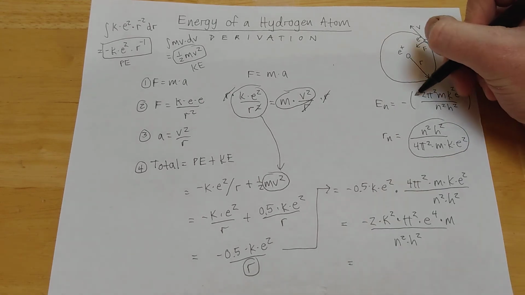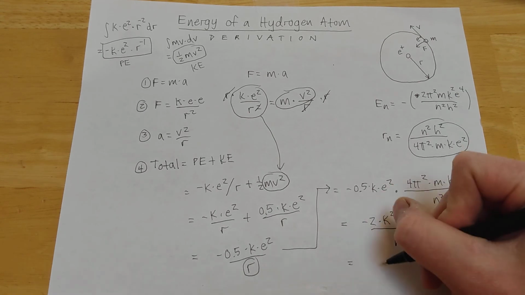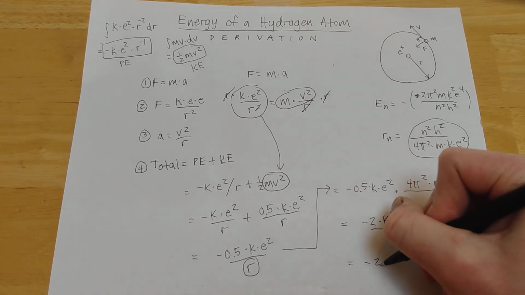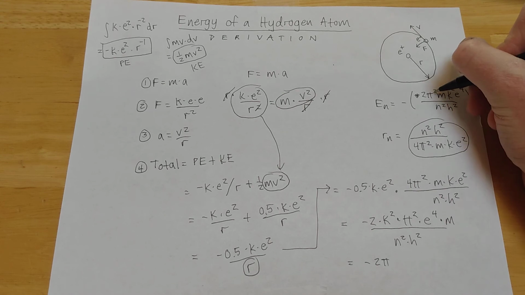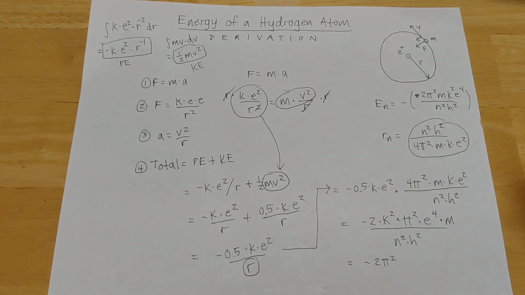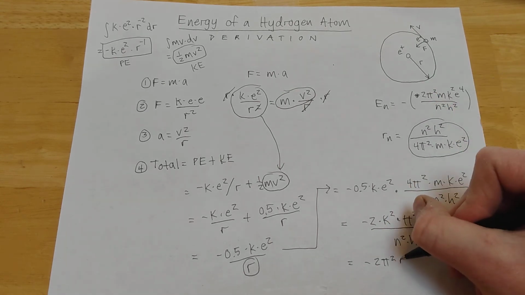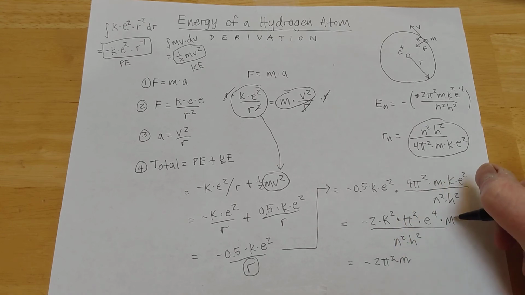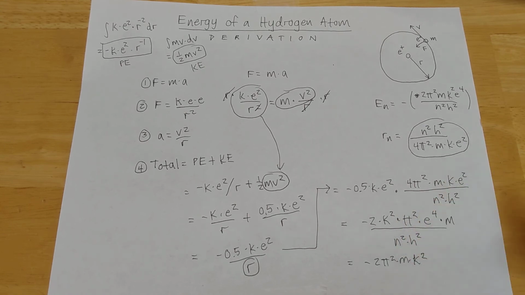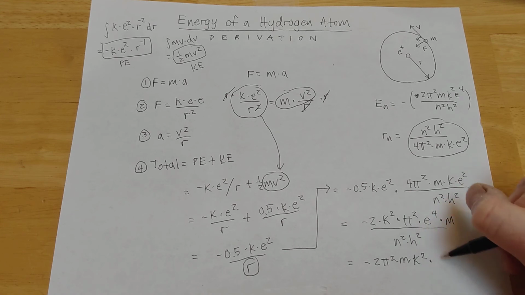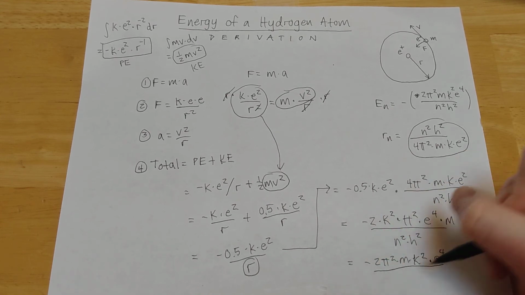Oops, I'm sorry, I threw in another negative there. That shouldn't be. So we have now negative 2. We do have the pi squared like we have here. We do have the m, the mass of the electron. We have k squared. And finally, we have our e to the fourth.